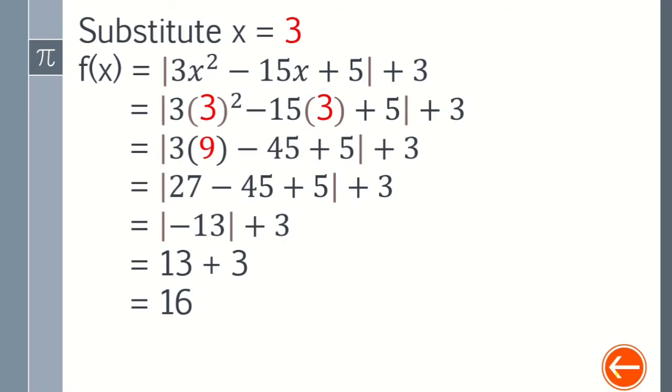Because of this solution. X value is 3. So, 3 times 3 is 9. Okay, then negative 15 times 3 is negative 45. Then copy the 5 and 3. And then continue natin yung pag-simplify. 3 times 9 is 27. Kopyahin pa rin natin si negative 45, si plus 5, at si plus 3. And then 27 minus 45 is negative 18. Then kopyahin natin si 3. Okay? 16 ang ating sagot.